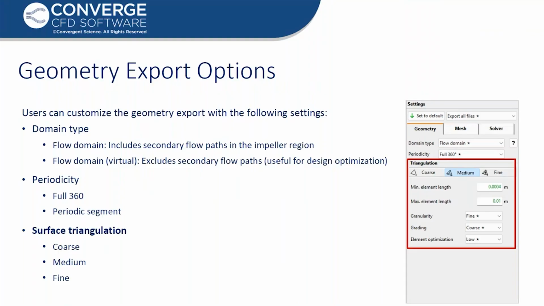And then finally, you have the surface triangulation. We are generating STL files, so you can adjust the surface triangulation using this option. You have three basic settings: coarse, medium, and fine. And inside each, you can still customize it. You can set up your minimum and maximum element length to finalize the STL files that you're generating.